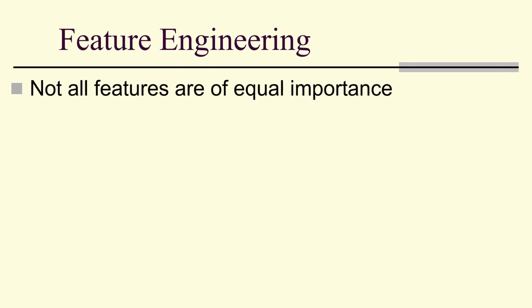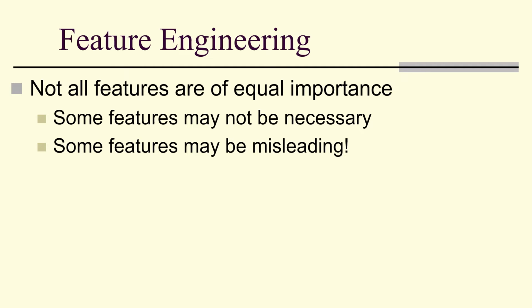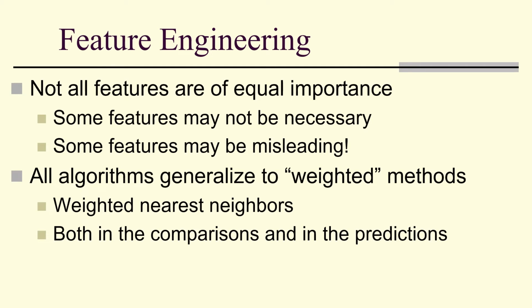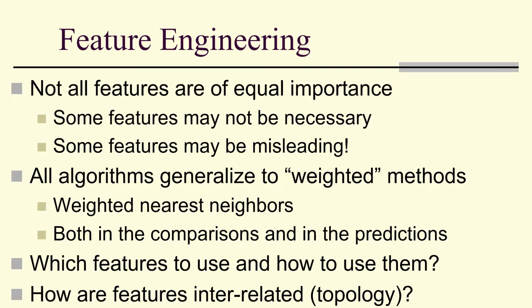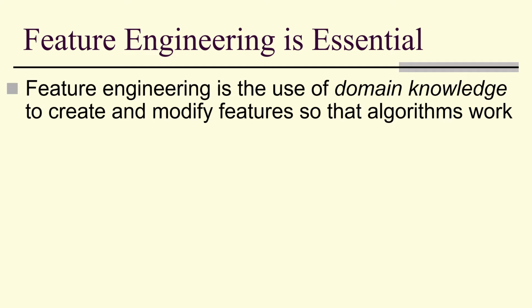So not all features in the data set are of equal importance. Some features may not be necessary, or they may be misleading. We may need to use weighted methods, weighted nearest neighbors, weights both in comparisons and in predictions. So which features are we going to use, and how are we going to use them? How are features interrelated? What is giving us the prediction of the topology of the data set? So feature engineering is essential.